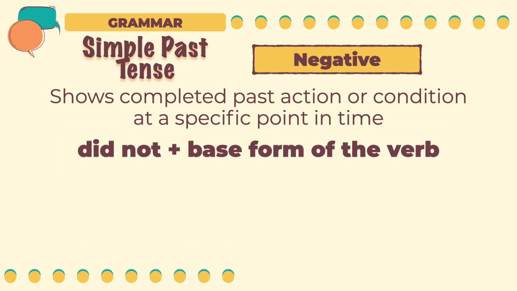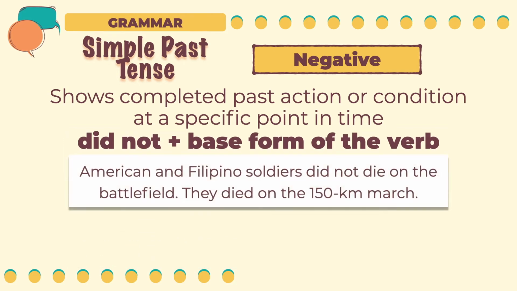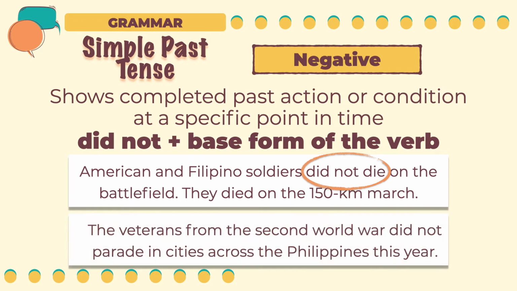Let's have more sample sentences. American and Filipino soldiers did not die on the battlefield. They died on the 150-kilometer march. The verb in the first sentence is did not die. This is the simple past negative form of the verb die. Next sentence. The veterans from the Second World War did not parade in cities across the Philippines this year. The verb did not parade is the simple past negative form of the verb parade.